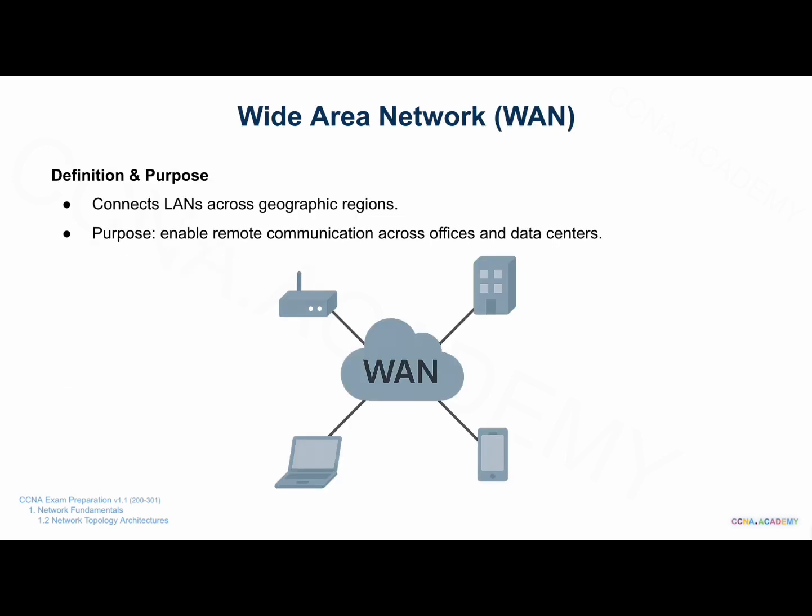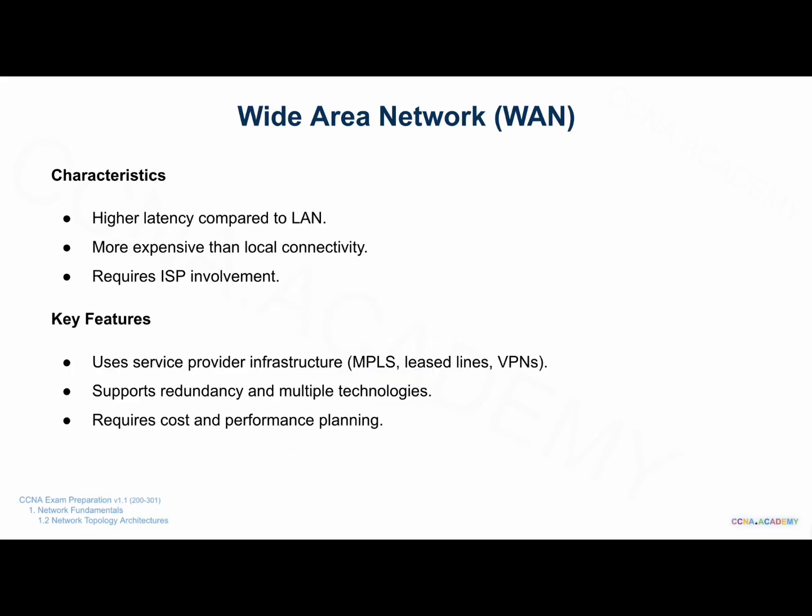A wide area network, or WAN, connects multiple LANs across geographic distances. Its purpose is to enable secure communication between branch offices, headquarters, data centers, and the cloud. WANs rely on service providers and technologies such as MPLS, leased lines, or site-to-site VPNs. They are more expensive than LANs, can introduce latency, and require careful planning.